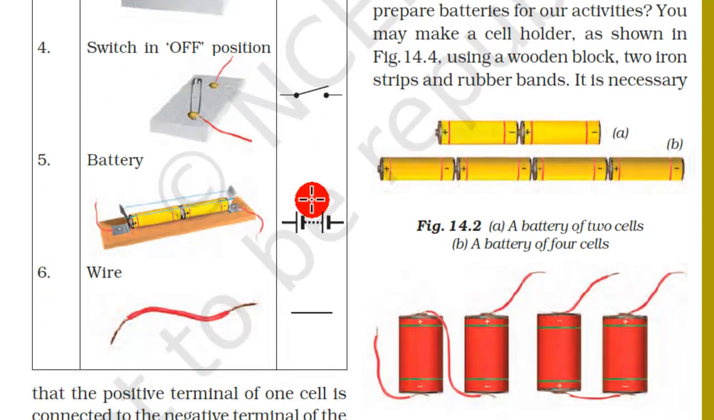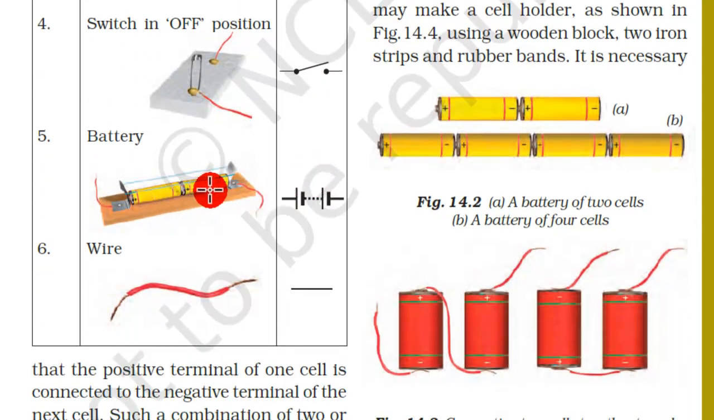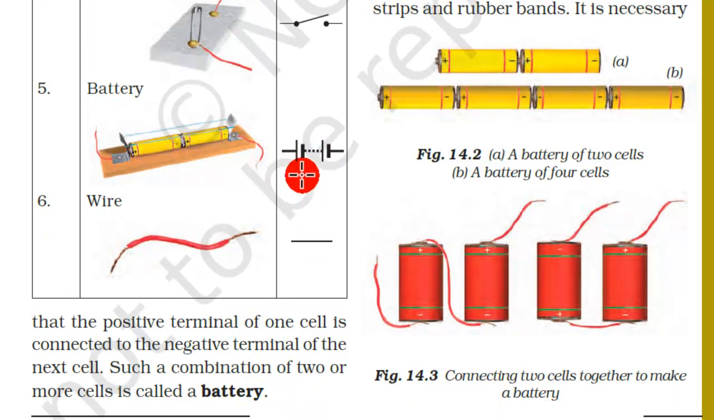It is a battery. A battery is a connection of two or more cells. This is the symbol of the battery. This is one cell, and this is another cell, and the dots between them represent that we can put as many cells as required.